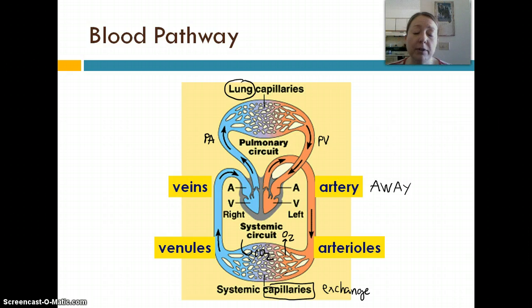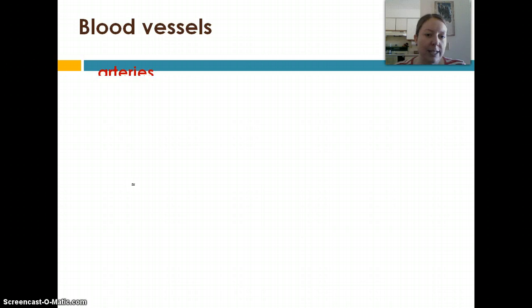But eventually those capillaries will merge together to form small, tiny little veins called venules. Those venules will merge together to form veins, and by definition, if you are a vein, you are carrying blood to the heart. And the veins will all merge together and deposit into the right atrium to start the whole process over again. That's the major pathway for our blood vessels. Now let's look at each one in a little bit more detail.